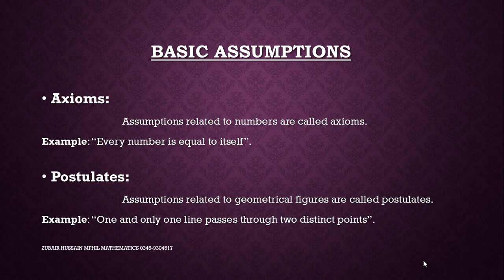Now postulates, which are also basic assumptions. The assumptions related to geometrical figures are called postulates. Whenever we have some geometrical figures and we are dealing with assumptions, such assumptions are called postulates. For example, one and only one line passes through two distinct points. Or in geometry we deal with triangles, where to prove congruency or similarity we check side angle side. These are all called postulates.